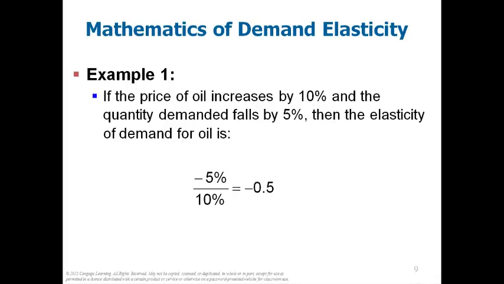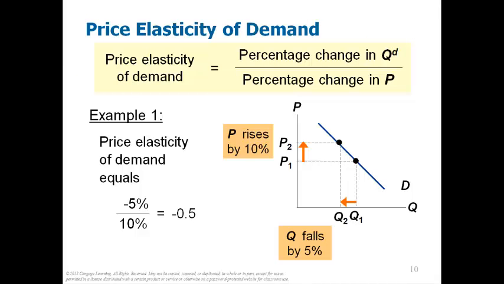So first example, if the price of oil increases by 10% and the quantity demanded falls by 5%, then the elasticity of demand for oil is, remember, the price elasticity of demand is just equal to the percentage change in quantity demanded divided by the percentage change in price. So the percentage change in quantity demanded is a negative 5% because it fell by 5%. And the percentage change in price is a positive 10% because it went up by 10%. So we have negative 5% divided by 10%, which is equal to negative 0.5. And here you can see on the graph what's going on. So the price rose by 10% from P1 to P2. The quantity fell by 5% from Q1 to Q2 for oil in this example. So using this calculation, we're finding that the price elasticity of demand over this range is negative 0.5.